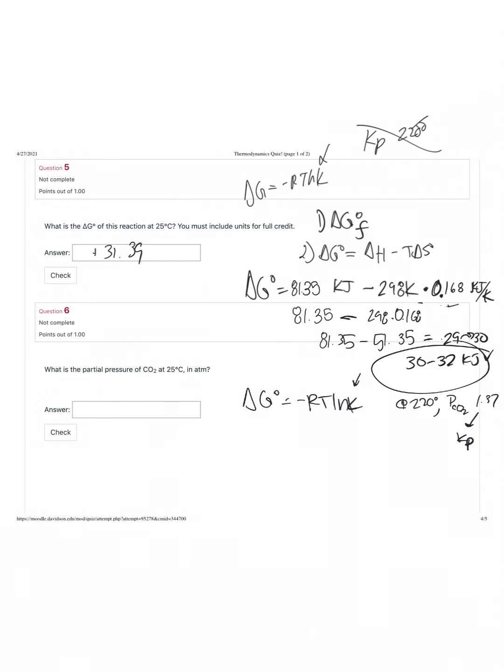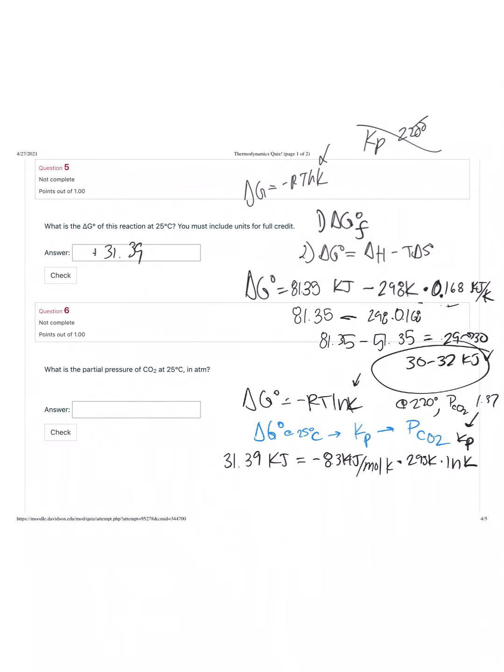What we're going to do is find the delta G naught. We have the delta G naught at 25 degrees Celsius, and then we're going to use it to find Kp, and from Kp we can find the partial pressure of CO2. So we're doing the exact opposite. We've got 31.39 kilojoules is equal to negative 8.314 joules per mole Kelvin times 298 Kelvin times the natural log of K.